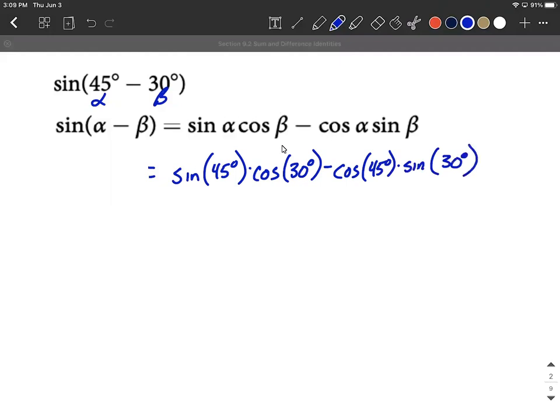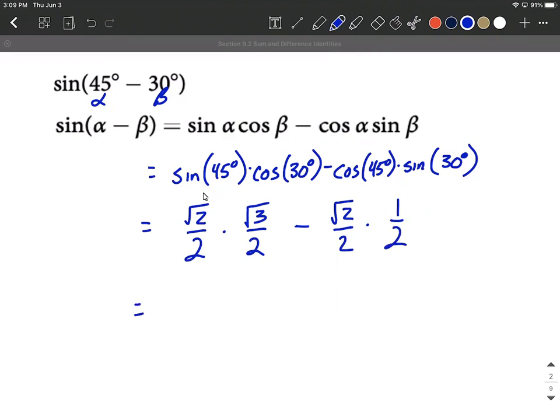All right, the rest of it, now that we have pretty nice angles, 30 and 45 degrees, we should be comfortable with filling in 45 degrees into sine and evaluating this. So from there, what I would do is go ahead and say sine of 45 degrees is going to be square root of 2 over 2. Cosine of 30 degrees, that's another nice angle. It's going to be square root of 3 over 2, minus cosine of 45 degrees, square root of 2 over 2, sine of 30 degrees, 1/2.